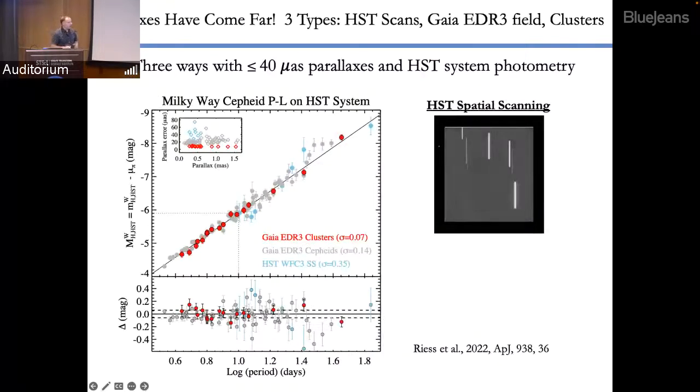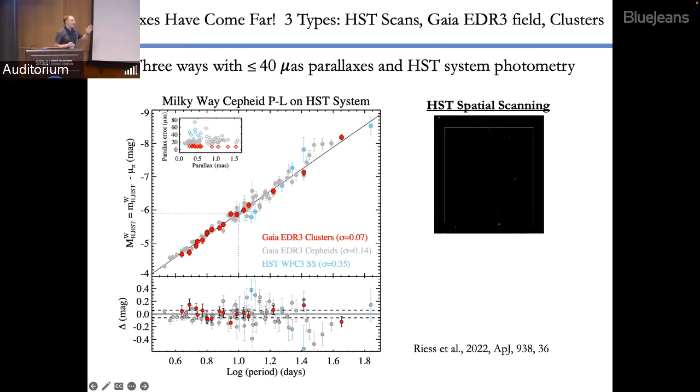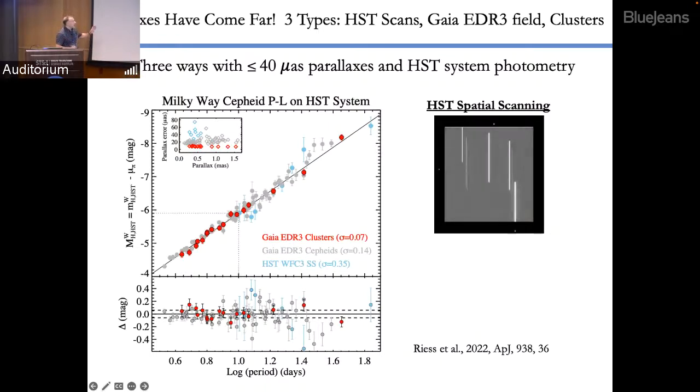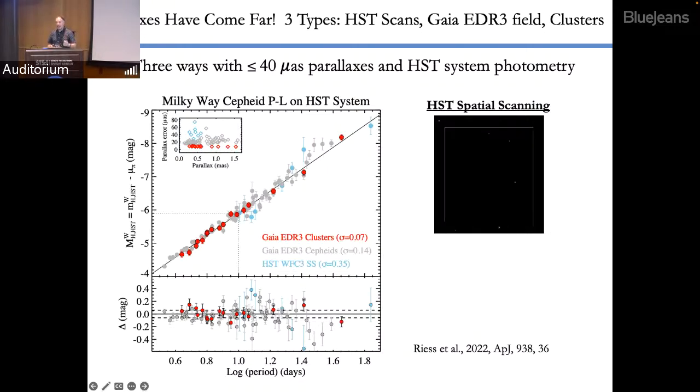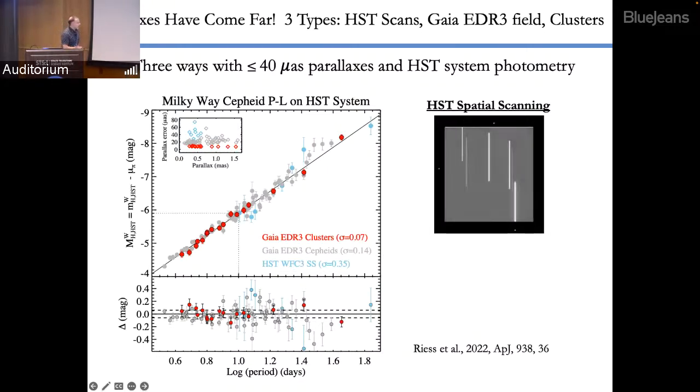So let me first show you the progress that's been made in the period luminosity relationship as calibrated by Cepheids and parallax in the Milky Way. And so in order to play this game, you have to get to 40 micro-arcsecond precision in parallax. We reached it using spatial scanning of the Hubble Space Telescope to measure astrometry and photometry. This was surpassed a few years later by Gaia DR3, which now provides the best parallaxes. So those are the gray points here.